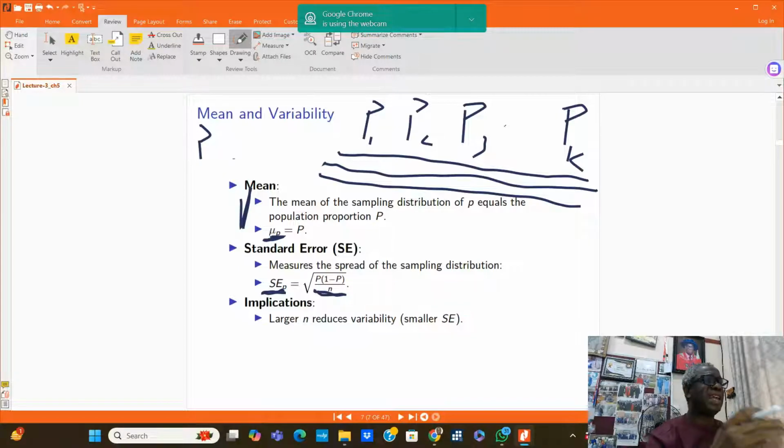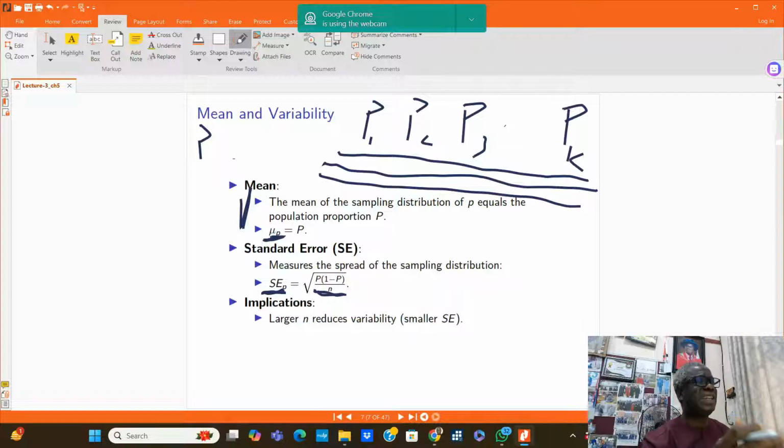So that expression, square root of P into 1 minus P, which is the product of the proportion of success and failure, divided by the sample size, gives you the standard error of the sample proportion, or the sampling distribution of a sample proportion.